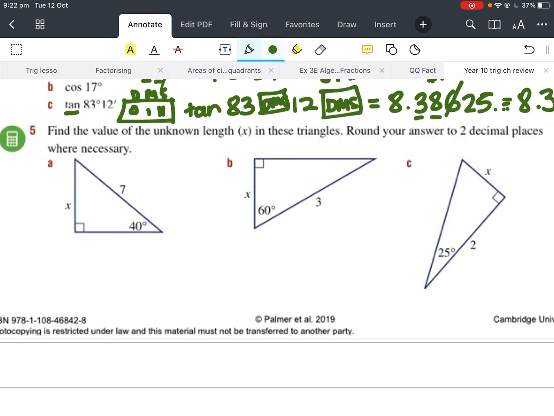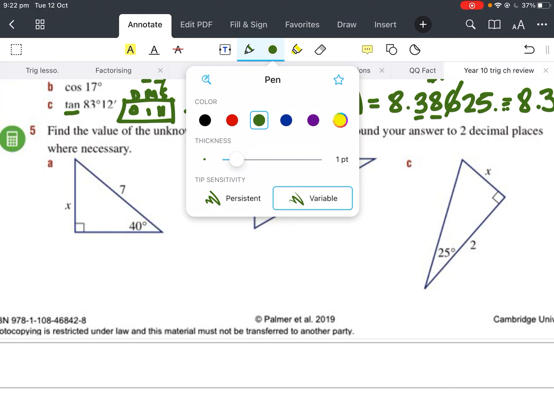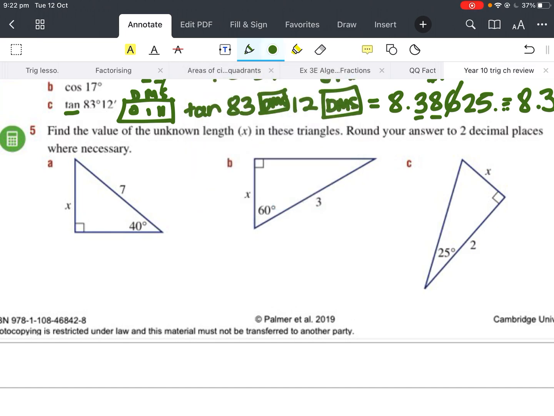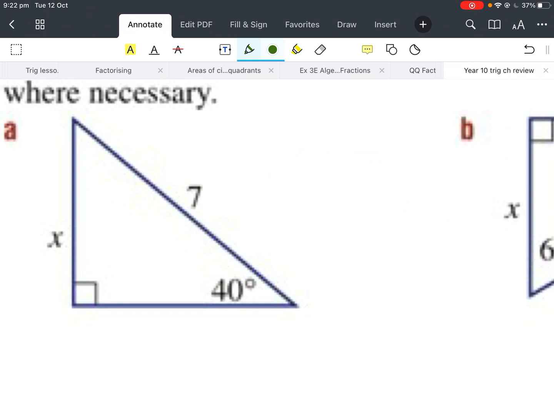Question 5. I'm just going to do 2, I think. Or 1. I don't mind. I might do all 3. I don't really care. All right. So here we go. I'll just make this a little thinner because it's a bit fat when I make it bigger. All right. So 5A, label the sides as normal.